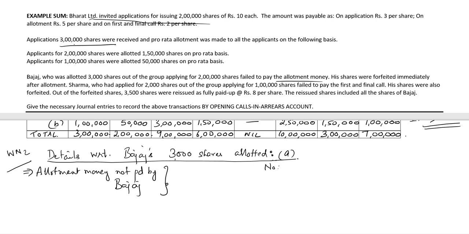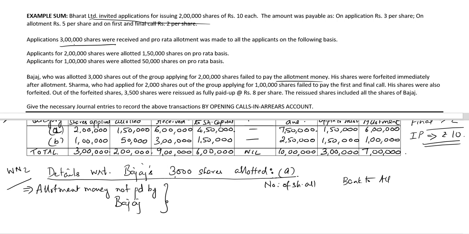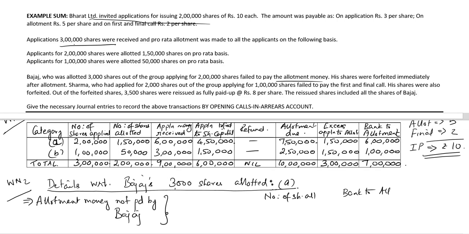The columns we will take, we have information regarding the number of shares allotted. So the columns we will take are the number of shares allotted column and the bank to allotment column. In the category A, the number of shares allotted is 1,50,000 shares and the bank to allotment column is rupees 6 lakh.